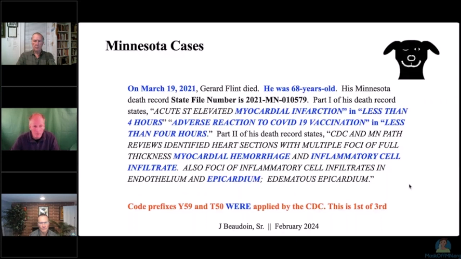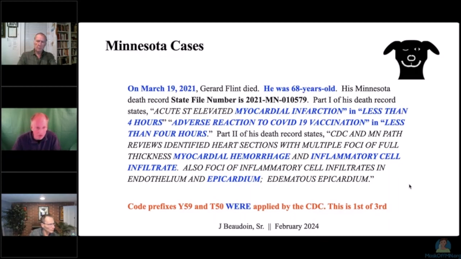Heart attack in less than 4 hours. Adverse reaction. It says adverse reaction. That's important to know for later in this presentation. Less than 4 hours, had a heart attack, died. All right. The codes Y59 and T50 were applied by the CDC, and this is March 19. So they did apply. The software did work on this one.